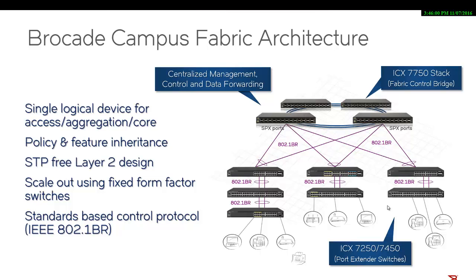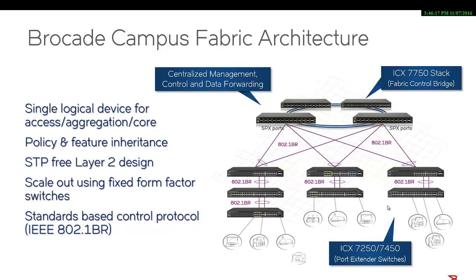Campus fabric phase 1 was introduced in Fast Iron 8040 and phase 2 is scheduled to be released in upcoming 8050. Campus fabric phase 2 introduces ICX7250 with PE functionality, high availability and feature parity with stacking.